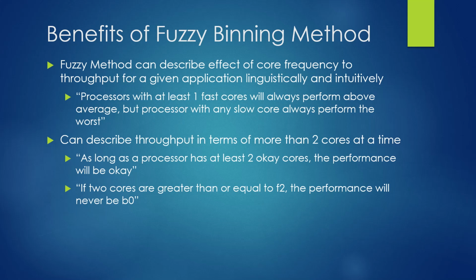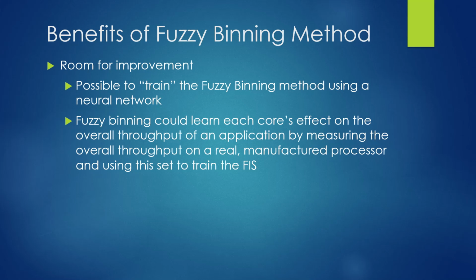Another example would be, if 2 cores are greater than or equal to F2, the performance will never be B0, right? So this is a more specific example related directly to the fuzzy, the linguistic terms for the frequency and the bins that have been described, but we could directly input this rule into our system if we know that this is true for our application.